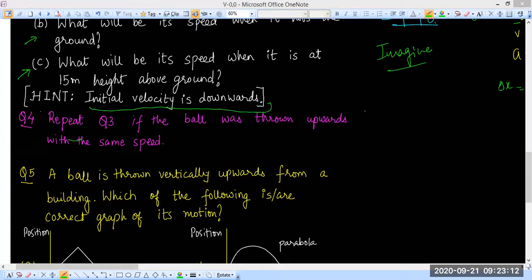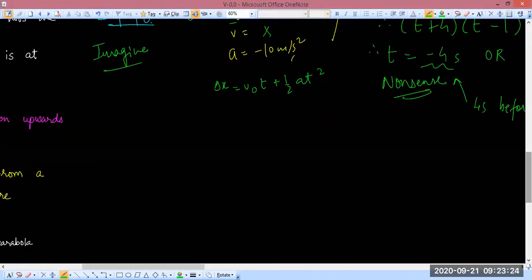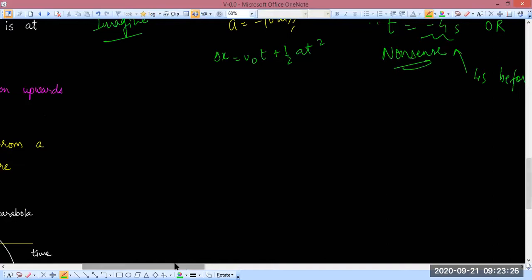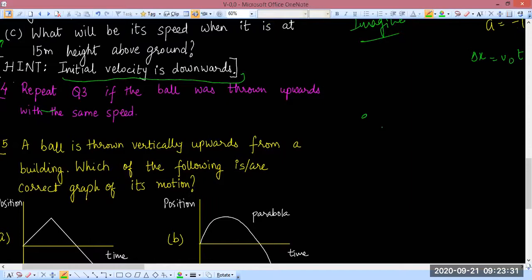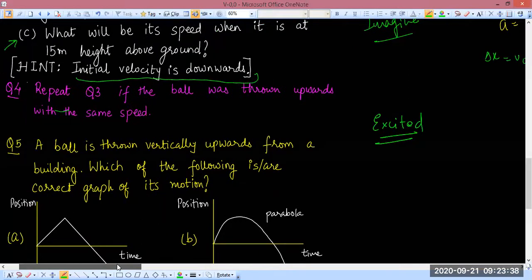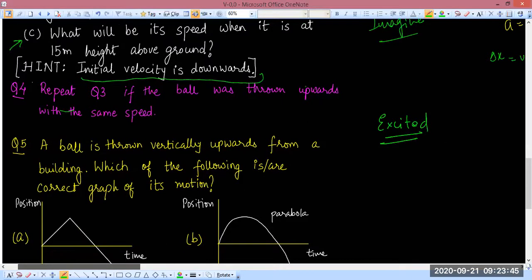Question 4. Now, I am not going to solve question 4 for you, right? If you do it and want to verify your answer, those who are very excited, enthusiastic like me, you can send me your solution and your answers personally, all right? I'm not going to solve this question 4.